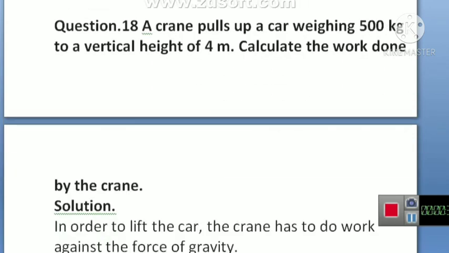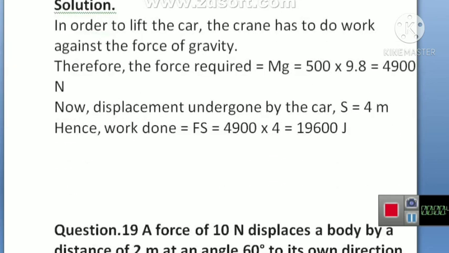A crane pulls a car weighing 500 kg to a vertical height of 4 meter. Calculate the work done by the crane. Now, what values are given here? In order to lift the car, the crane has to do the work against gravity, in joules.